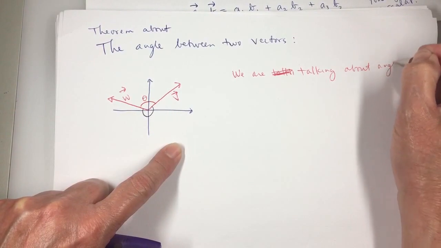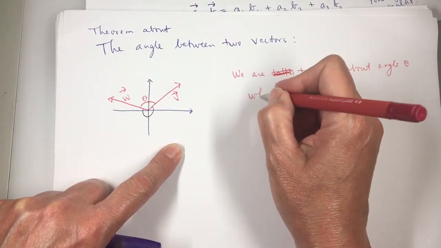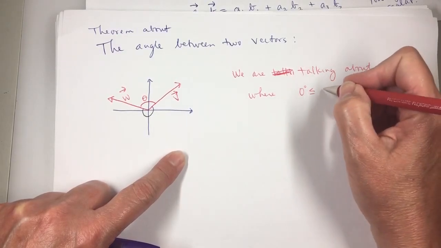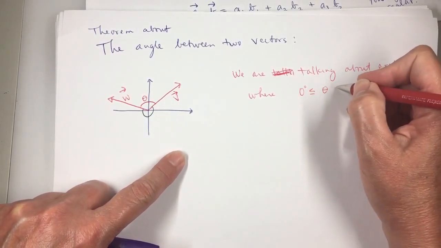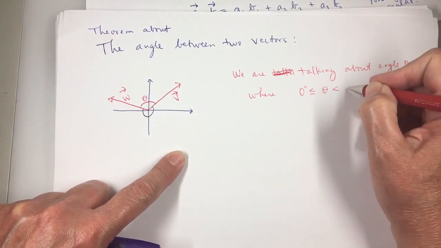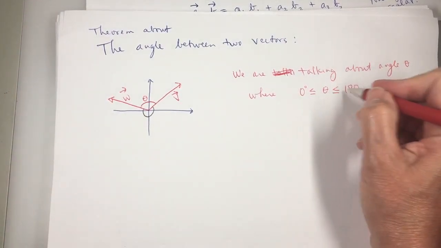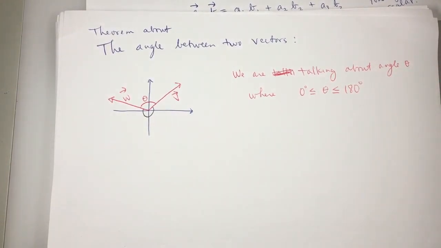And I want the angle that is between, so we are talking about angle theta, where 0 is less than or equal to theta. And, well, I said equal to 180, but I'm not sure if it could be 180 or not. But I'm talking about that angle, the smaller of the two.